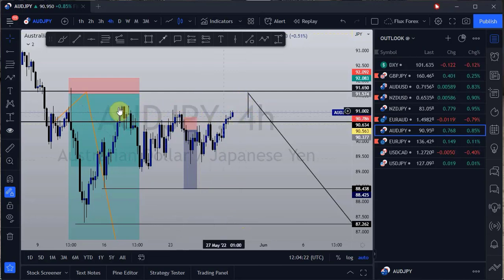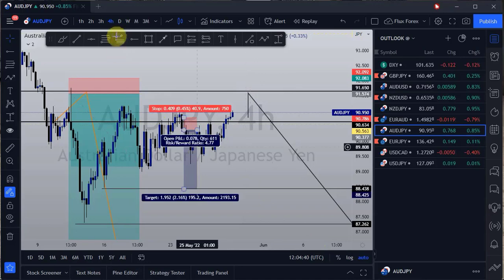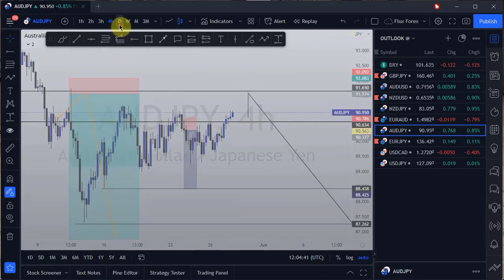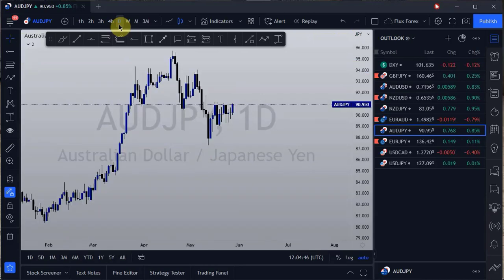And then I'm seeing liquidity here. So going into this week, before price pushes to the downside, we will grab this liquidity we are seeing here. That is my expectation on AUDJPY going into this week.